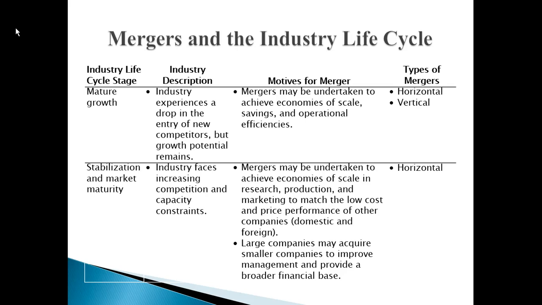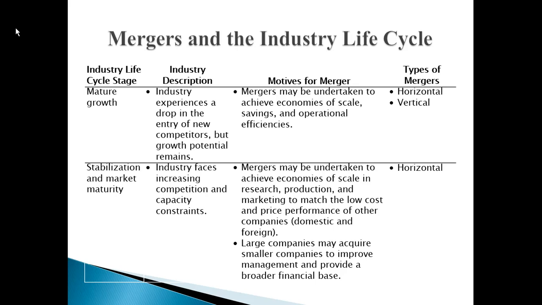So what happens is that companies may merge so that they can gain advantages from the use of economies of scale and savings and operational efficiencies. So they may use horizontal and vertical mergers.